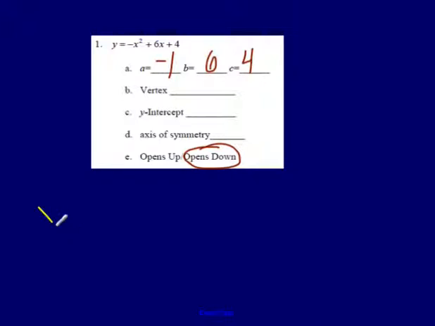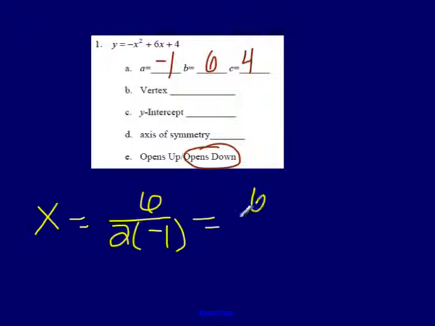So I get x is equal to the opposite of b over 2 times my a. So then we get, 2 times my a, negative 6. Oops, this should be a negative 6. There we go, the opposite of b, divided by negative 2. Negative 6 divided by negative 2 is positive 3. So the x-coordinate of our vertex is positive 3.